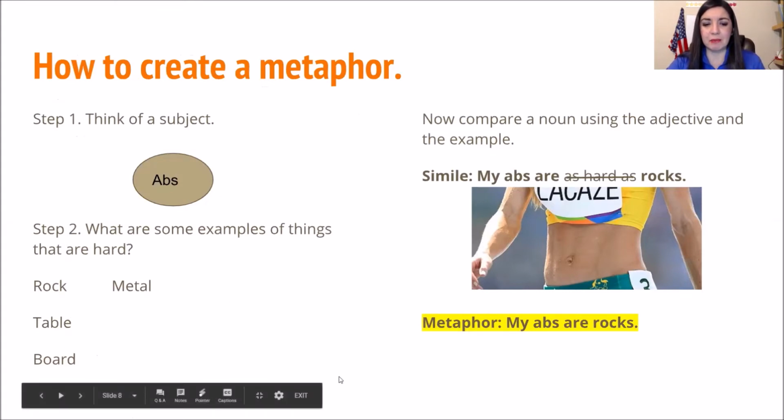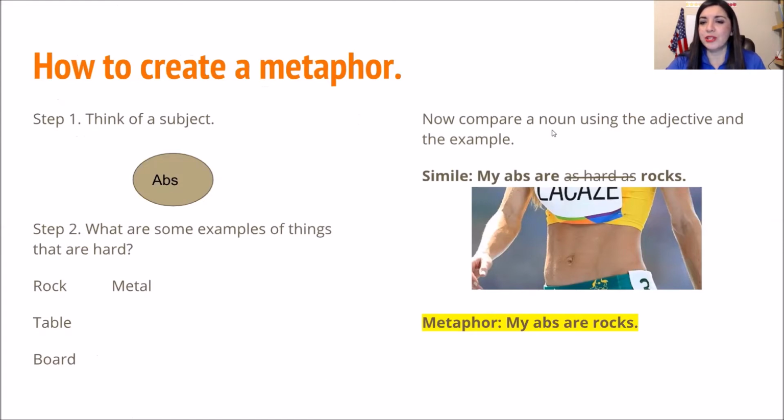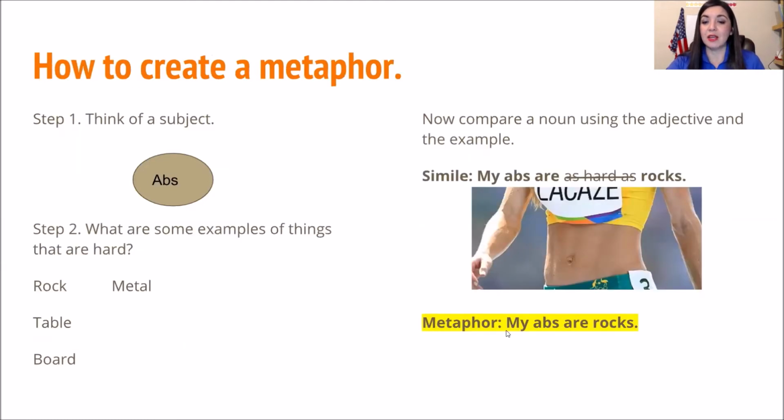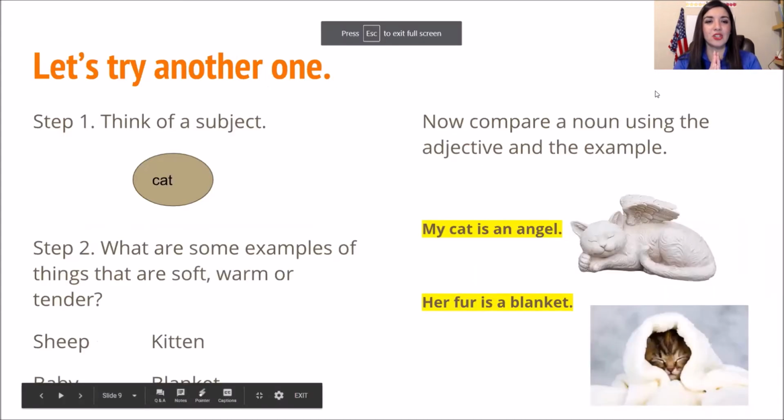I'm just going to use the same example, and I'm going to say, all we do here is compare the noun using the adjective, but this time take out "as hard as," all right? So we're not using the adjective. We're just going to use the two comparisons of the two nouns, okay? So we're saying my abs are rocks. Yeah, my abs are rocks, man. So that helps you understand that at least I think my abs are rocks, which means that I am very fit.